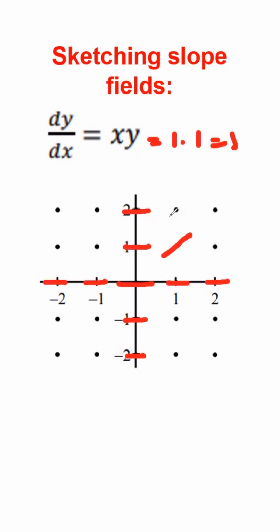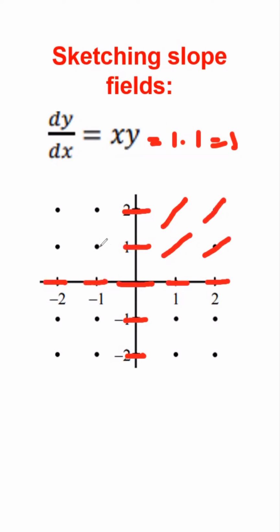So when I plug in 1, comma 2, the slope is 2. Slightly it will be higher like this. Again, this is 2, comma 1. So it's 2, and here the slope is 4. So it will be slightly higher than this. The angle will be slightly higher.